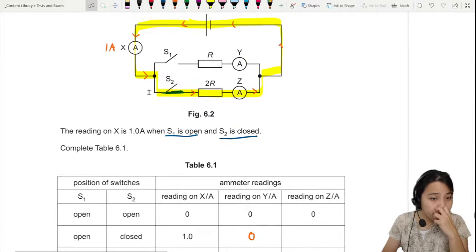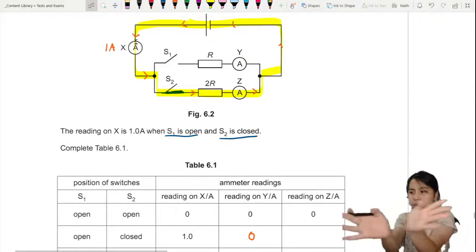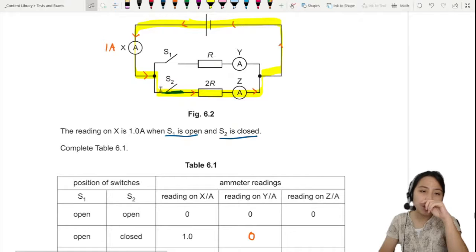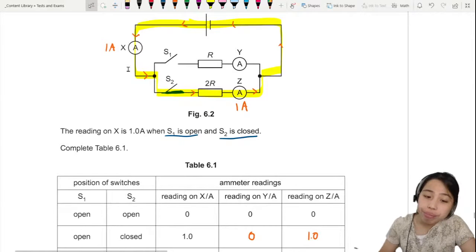Reading on Z. So the current didn't split up anywhere. There's no junctions. So if it's 1 amp here, the same amount, 1 amp, will also be flowing through this. So it's going to go with 1. Okay, that's how we can think of current.